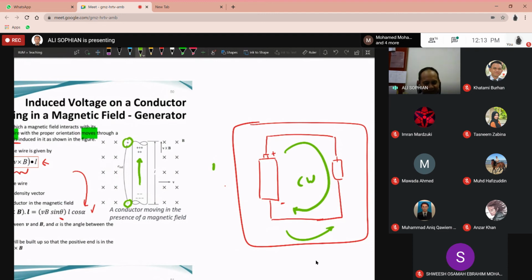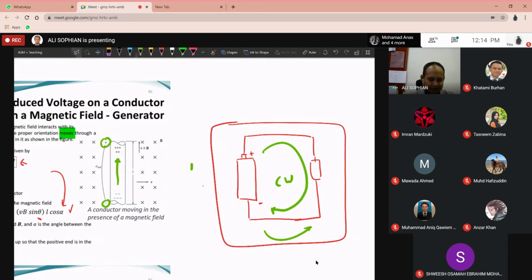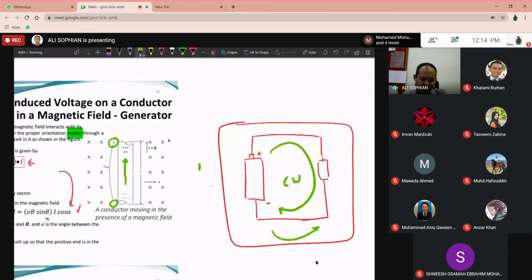So what's happening here? It's from the negative to the positive. Is it true or is something wrong, or is there an explanation behind it? Okay, the explanation is actually that this induction of voltage is like the production of voltage.